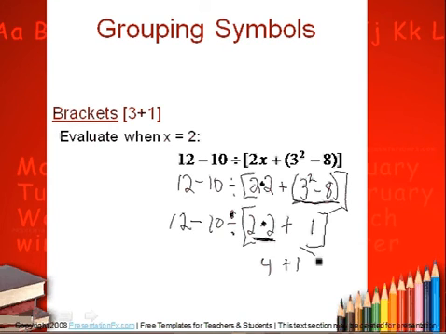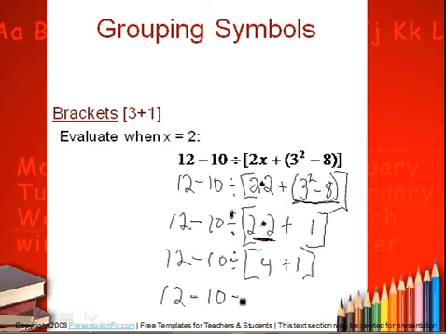4 plus 1 is going to come from my bracket. Bring down everything else. Now I can simplify the bracket entirely. 4 plus 1 is 5. So I get 12 minus 10 divided by 5. Students might be tempted to do the subtraction first, but remember, we have to do our dividing before we do our subtracting. So this is going to become 2, and our final step here is 12 minus 2. 10 divided by 5 is 2. So 12 minus 2 equals 10.